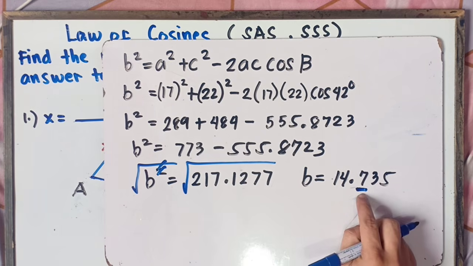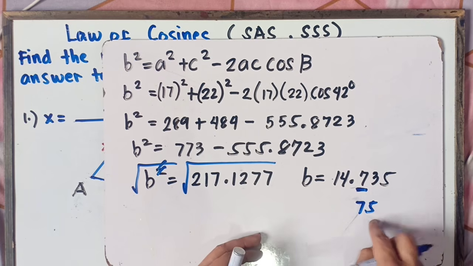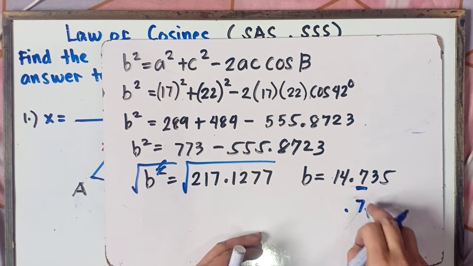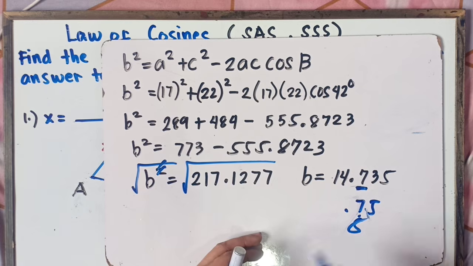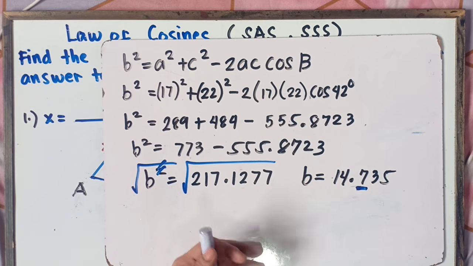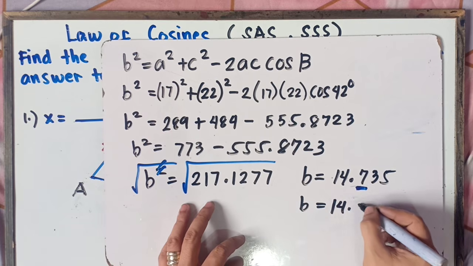Now, after 7, there would be 3. Therefore, simply copy 7. If this is 5, for example 5.75, then this 7 becomes 8. Since after 7 there is 3, simply copy 7. Therefore, our final answer, B, is equal to 14.7.